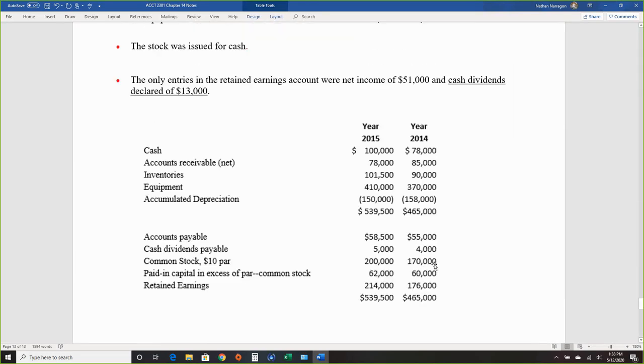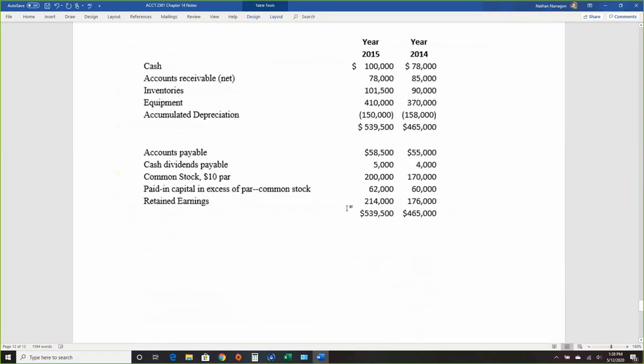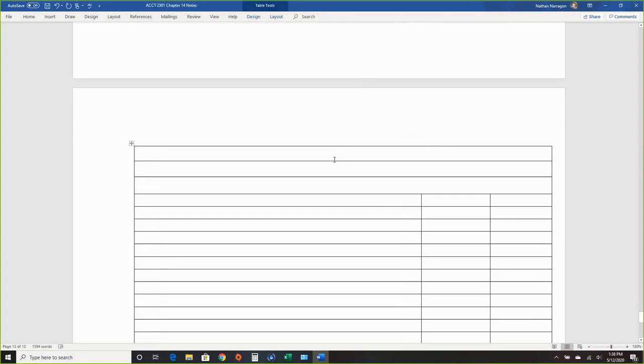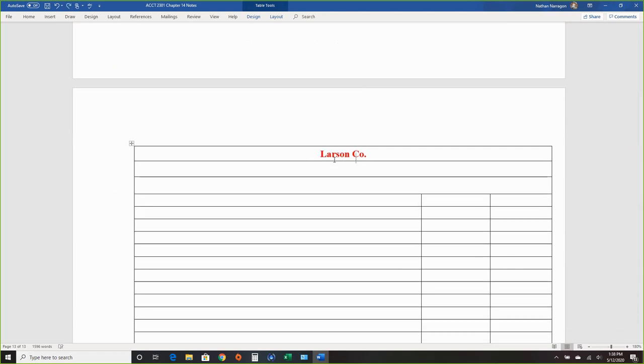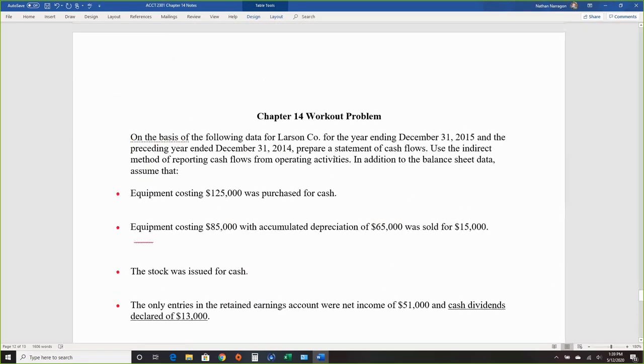Okay. So for this one, we have Larson Co. Header, Larson Co. This is the statement of cash flows. And this will be for the year ended December 1. And it's probably like 2015, wow.